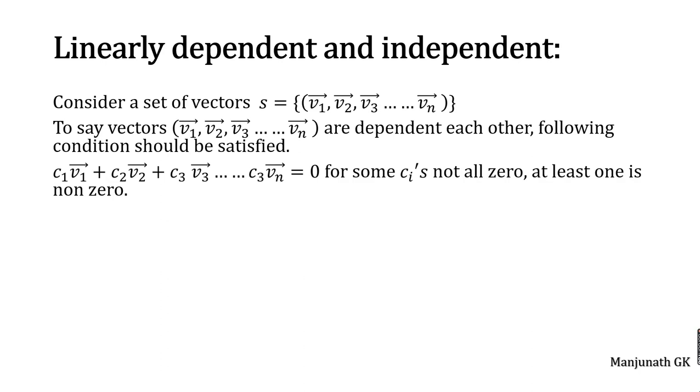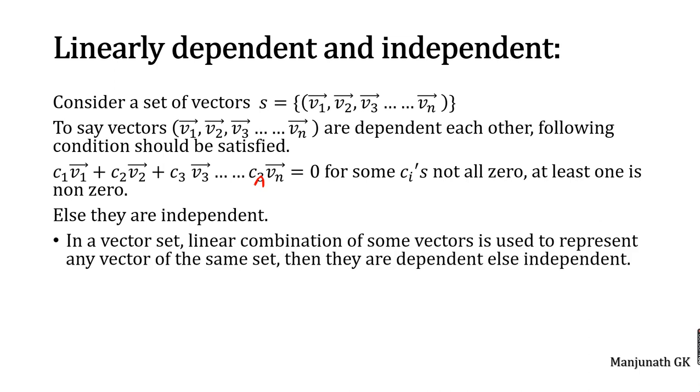That condition is: a linear combination of the vectors should be equal to 0. Call the left-hand side a linear combination of a given set of vectors. If it is equal to 0 for some c_i's, not all 0, at least one non-zero, then we can say that these v1, v2, v3 and so on are dependent on each other, else they are independent.